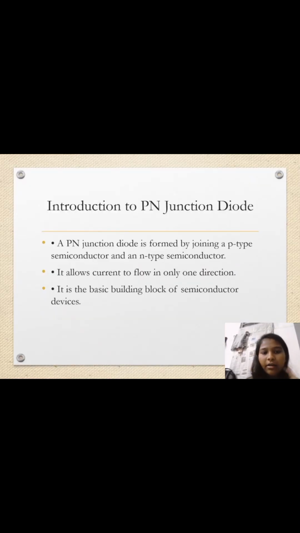Here we see the introduction of PN junction diode. The PN junction diode is formed by joining a P-type semiconductor and an N-type semiconductor. There are two types of semiconductors, P-type and N-type. When we join them, a junction is created. That junction is called a PN junction diode.